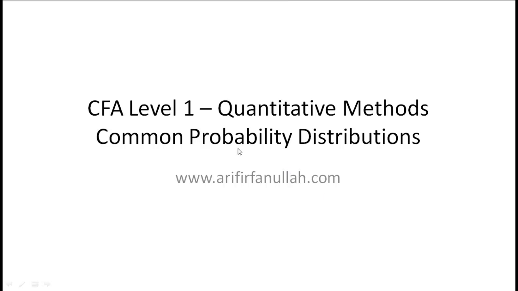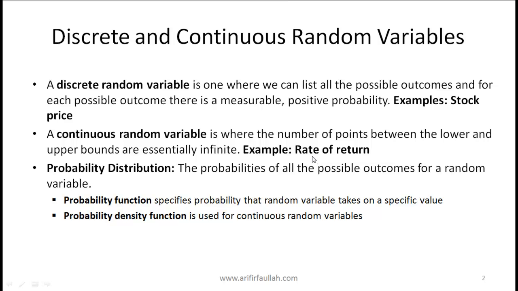This lecture will cover the CFA Level I reading on common probability distributions. A quick recap first of random variables. A discrete random variable is one where we can list all the possible outcomes, and for each possible outcome there is a measurable positive probability.